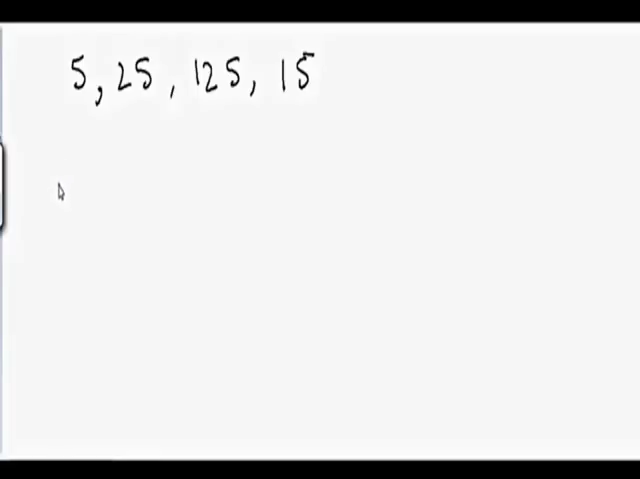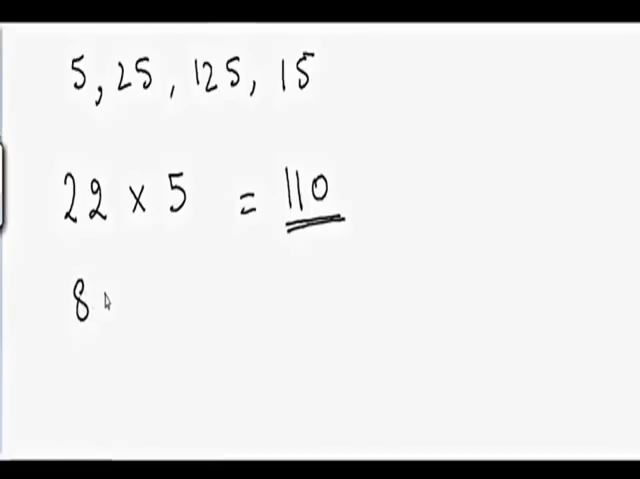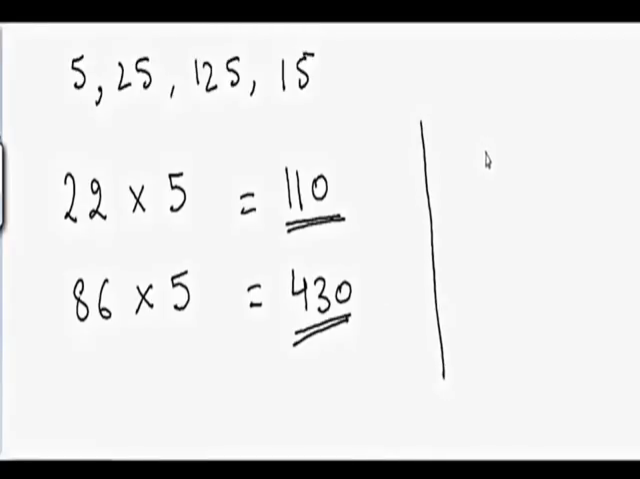So in case of 5, suppose I have a number 22 and I want to multiply it by 5. So all I have to do is divide 22 by 2, that will be 11, and then put a 0 in the end. So that will be my answer. Again, let's say I have 86 and I want to multiply it by 5. So all I will do is 86 divided by 2, so that is equal to 43, and then put 0 in the end, so that will be 430. So this is the concept. The concept is very easy.